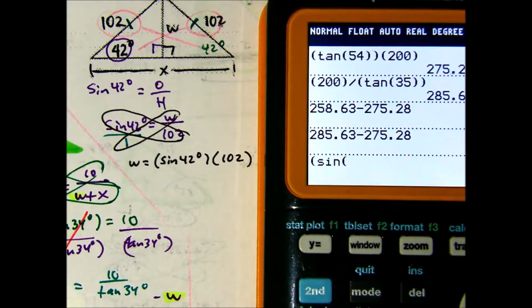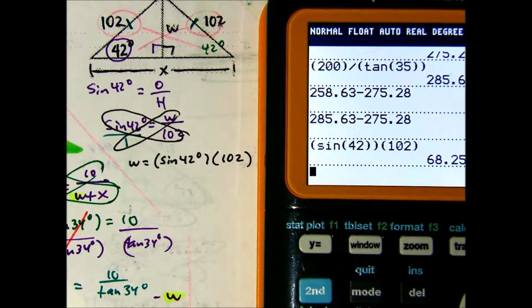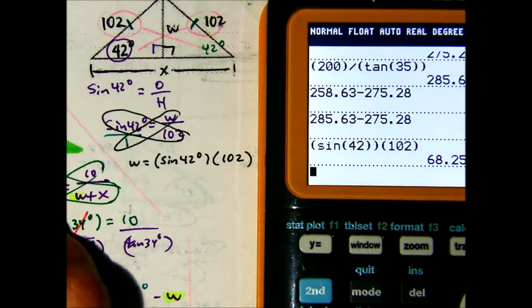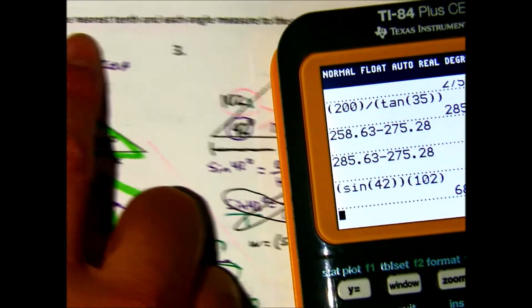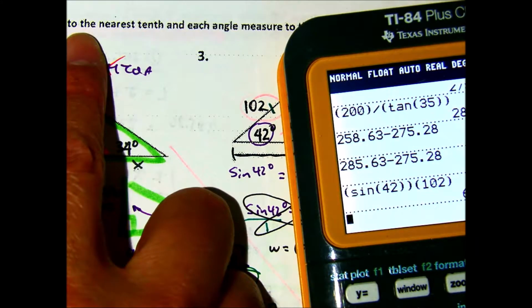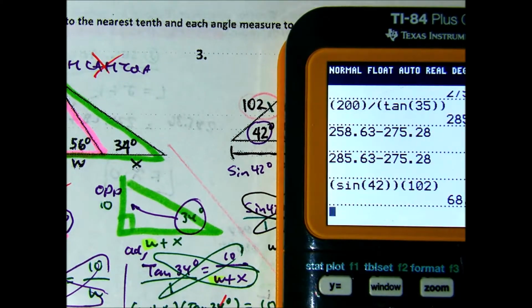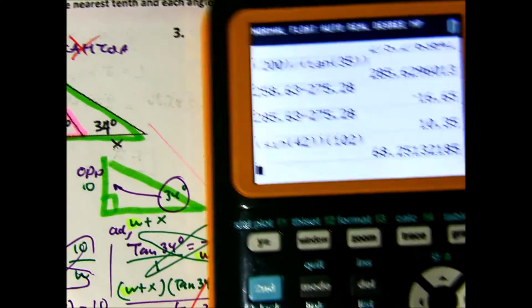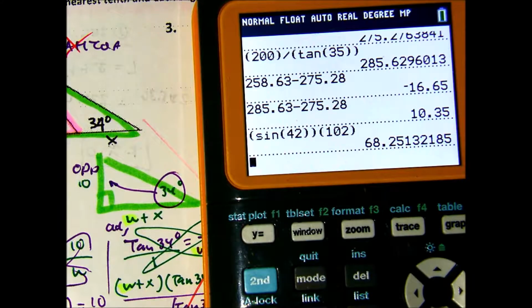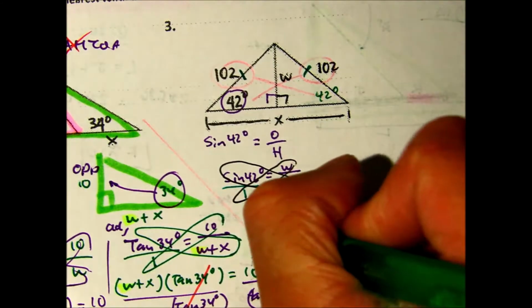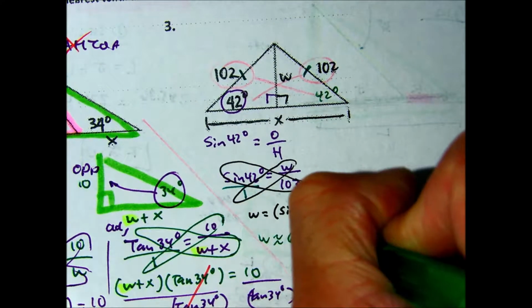Although it tells us to round to the nearest whole, I would not do that right now. Oh, it says round each side length to the nearest tenth in the directions. You guys see that? But remember, this time we can, so that would be what? 68.3. So W is approximately 68.3 units. Raise your hand if you got that.